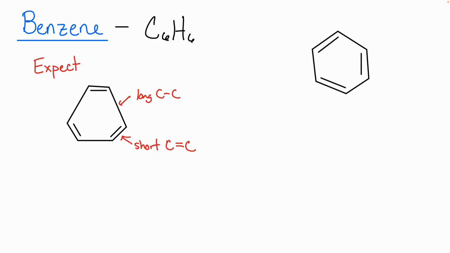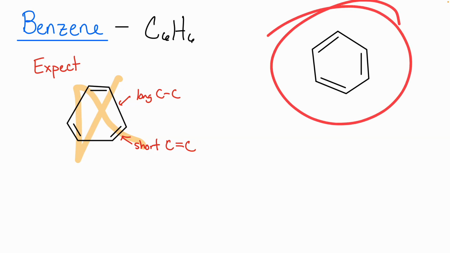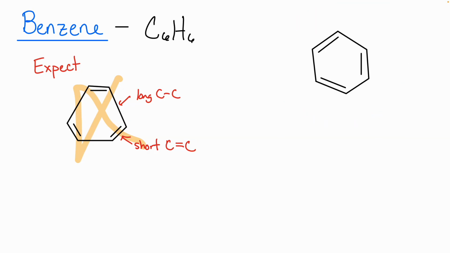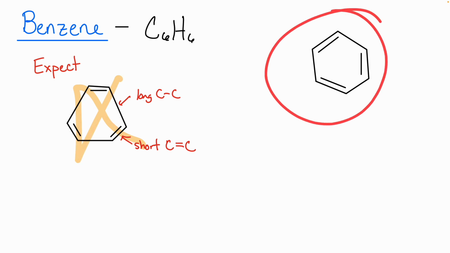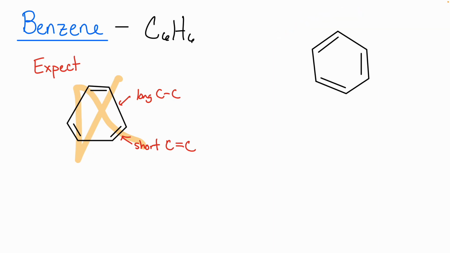But there was also early experimental evidence that suggested that wasn't the case, that all of those bonds were actually equal length, much like how I drew it over here to begin with. We have this very perfectly symmetrical structure for our benzene ring. So why is it that this structure with short double bonds and long single bonds isn't correct, and instead they're actually all the same length?